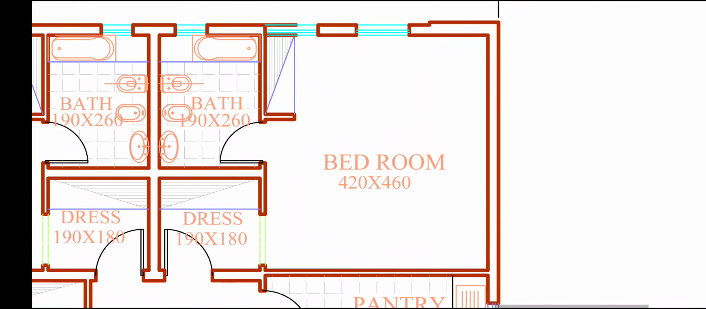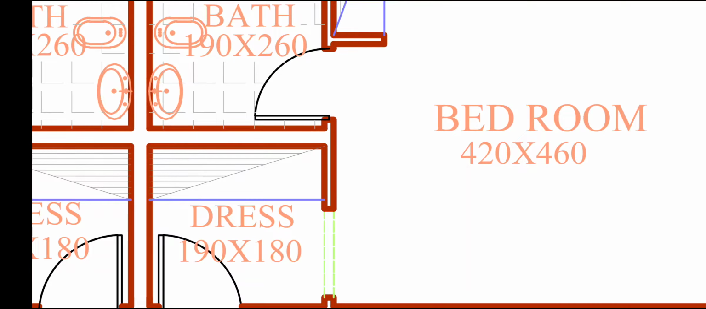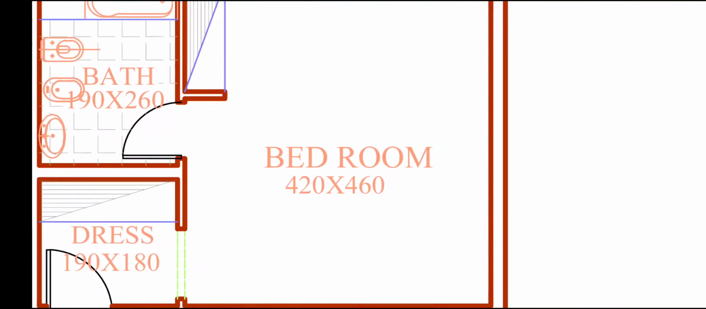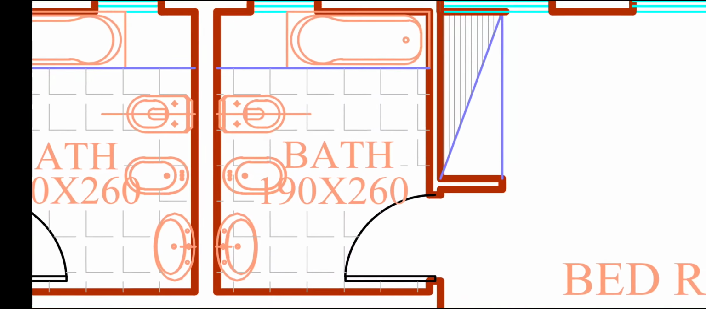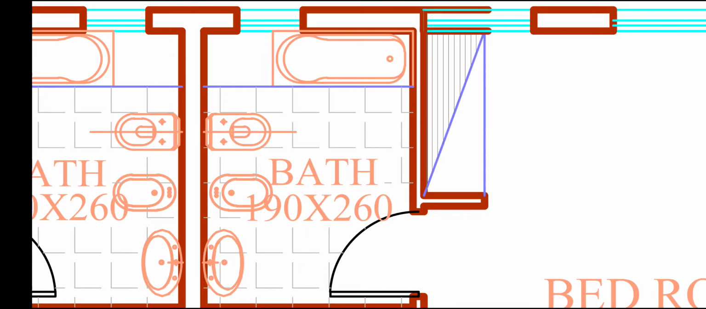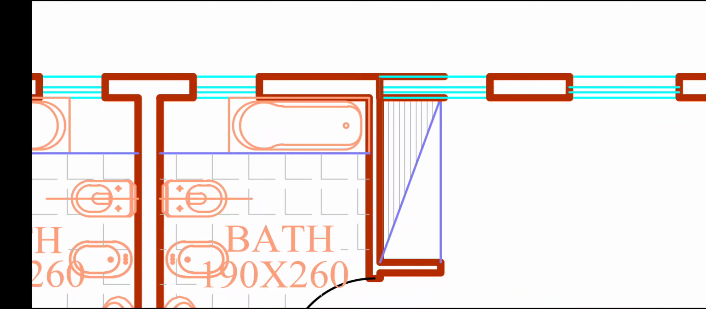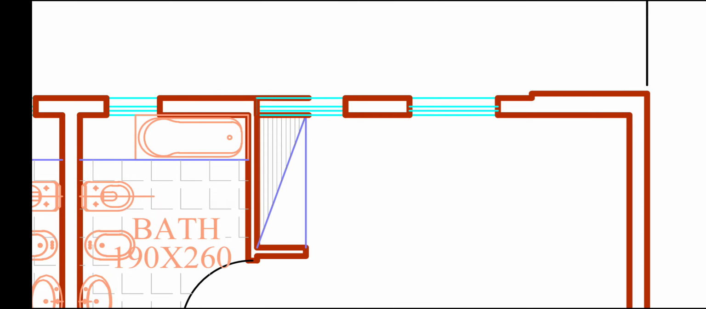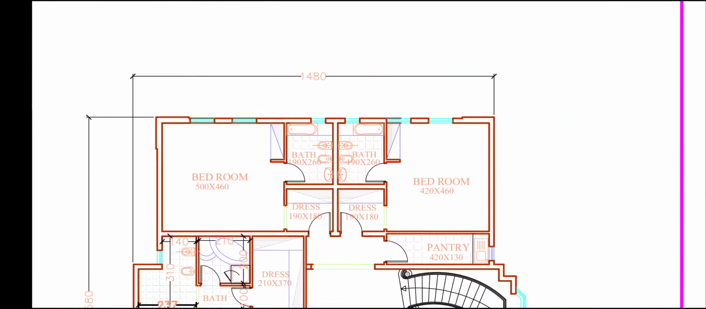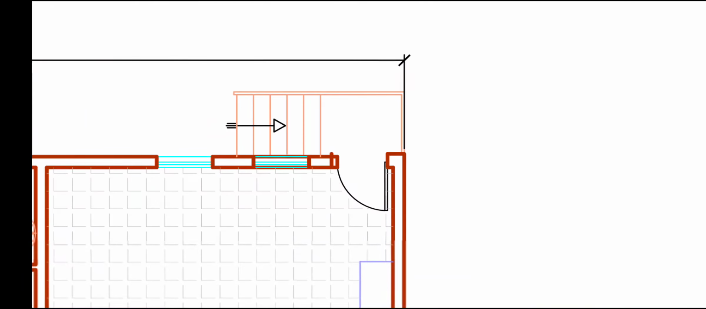Same size, this bedroom again, 190 by 180. This bedroom 420 by 460, 190 by 260. This bathroom, shower tray, wash basin, water closet, already mentioned. This ventilation for exhaust. This window coming from this kitchen.